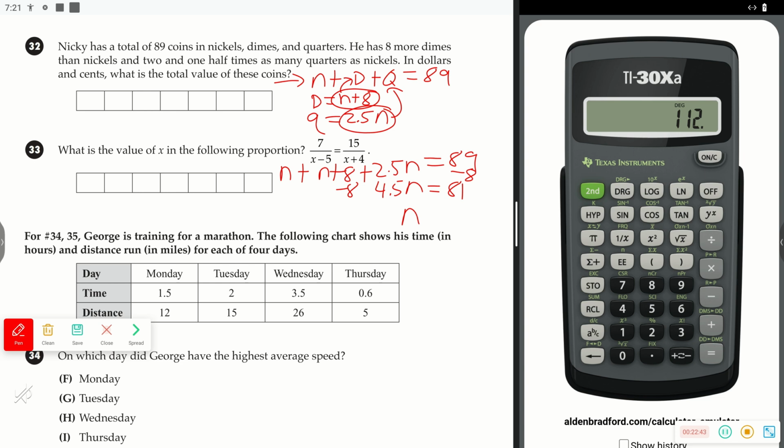I think it's 12.875. 12.875. So we would put 12.875. Now, does it say in dollars and cents? Oh no, we are not done yet. We are not done yet. Why did I just jump straight to the answer? 32.